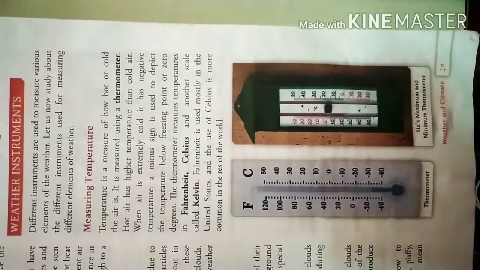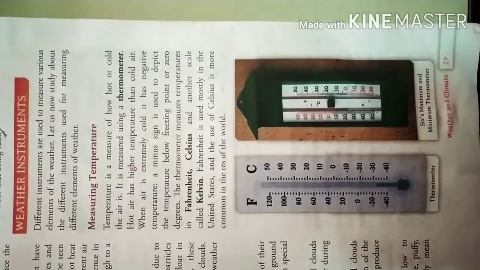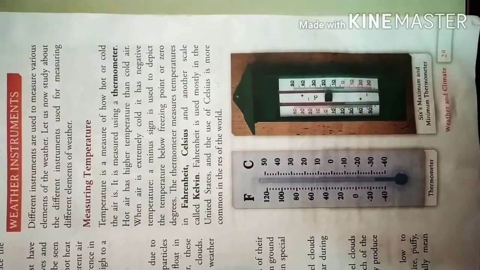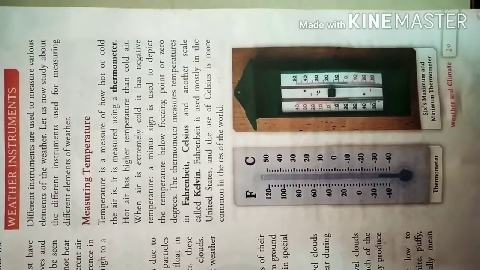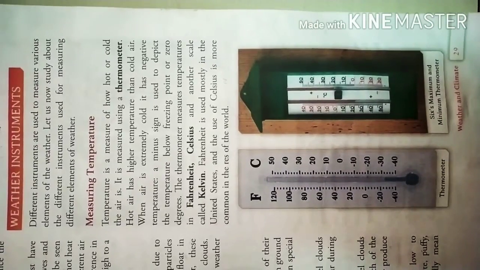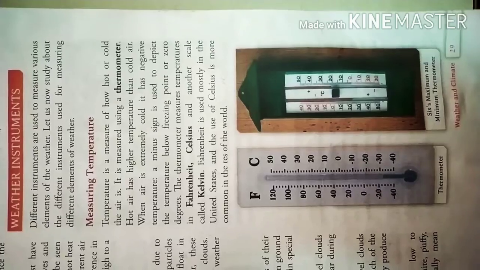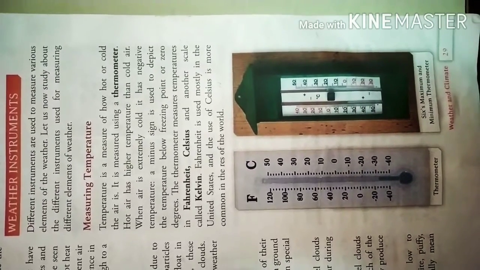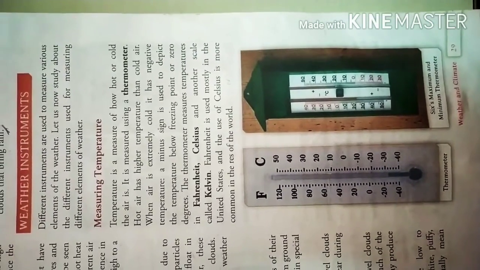In the last lesson we discussed the elements of weather as well as climate. In today's lesson I am going to teach you how we can measure these elements, like temperature, atmospheric pressure and humidity. These elements we measure in certain units. First we are going to discuss temperature.